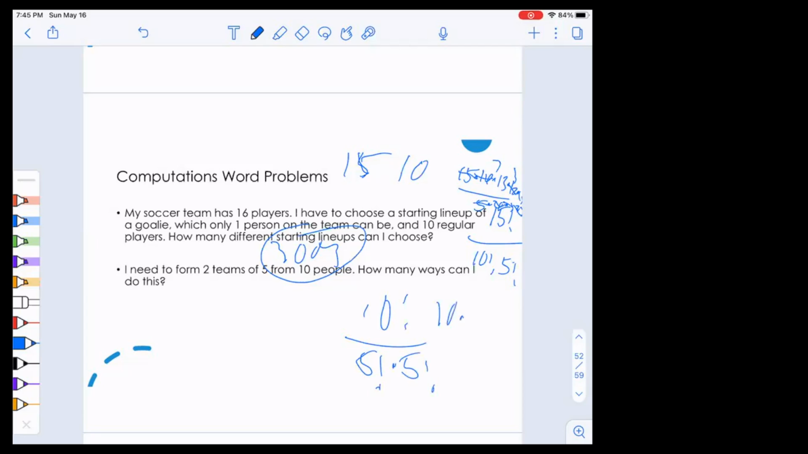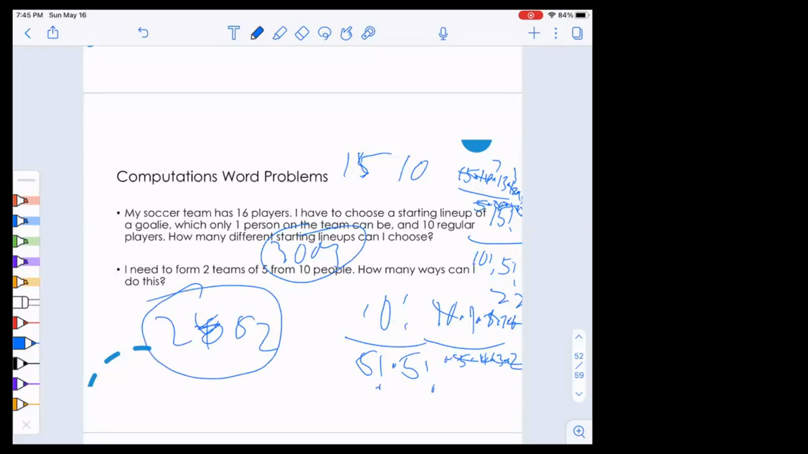And then you get 10 times 9 times 8 times 7 times 6, 5, 4, 3, 2. So we can cancel this out, and we'll get 252. So the answer to the second one is 252.